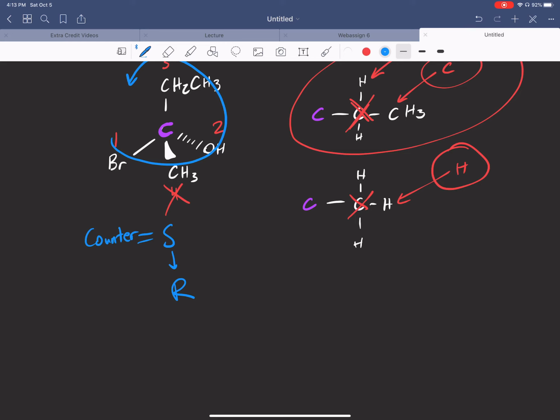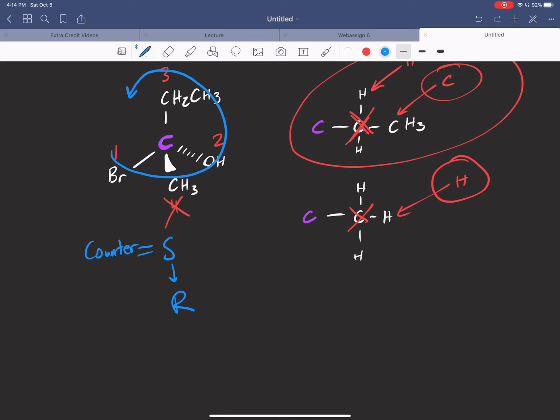All right. And so this is because we want to always position it so our lowest priority group is going to be dashed. And so what you could do is, if you want to take a model kit, build a little model and put your lowest priority group wedged, and then rotate it so that it ends up being dashed or going away from you, you'll see that it actually is going to look R in this compound, not S. But this is just a trick so that on paper you don't have to go through rotations or make a model kit on a test.